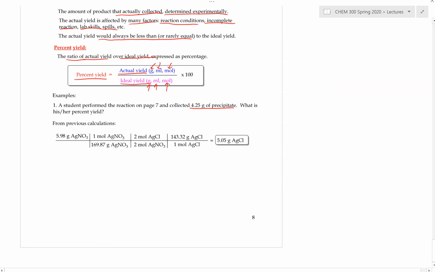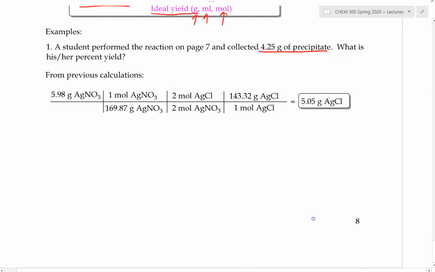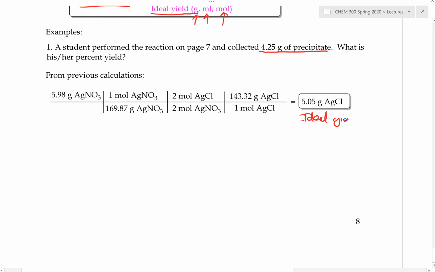Now let's go back to this page. The amount 5.05 grams of silver chloride would be the ideal yield, because based on calculation, this is how much product is expected to be produced. And the amount here, 4.25 grams, is the amount of product that was collected. Therefore, this would be the actual yield.